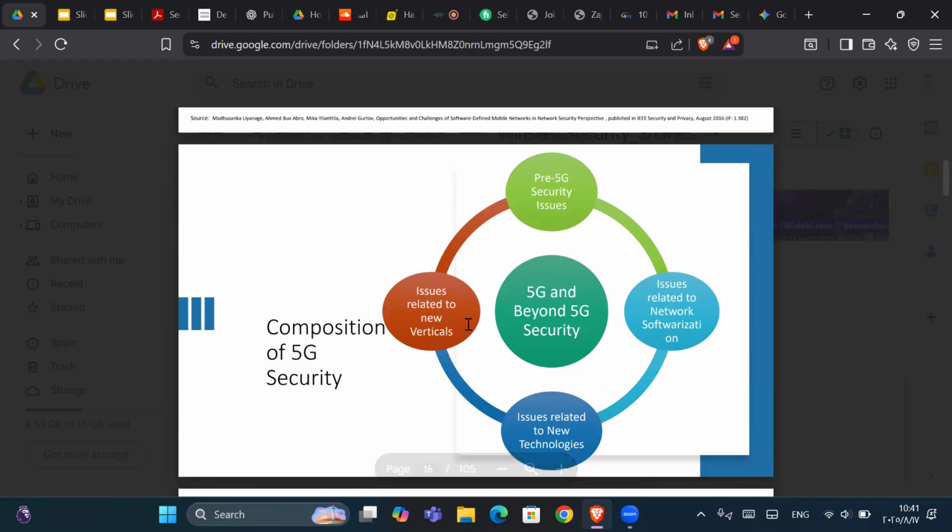So, the composition of 5G security: you have pre-5G security issues, then issues related to network softwareization. Network softwareization is something that did not exist in previous generations, like 3G and 2G. So with this new concept, new security concerns arise. Then issues related to new technologies, and issues related to new verticals.